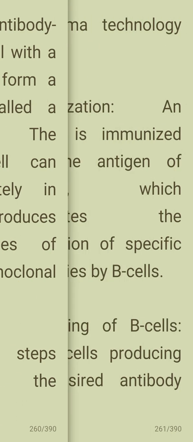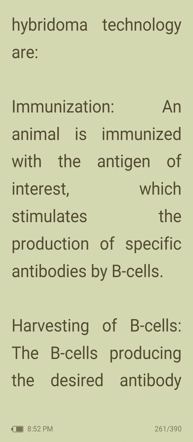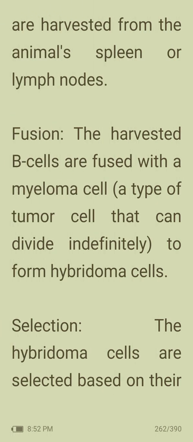The basic steps involved in the hybridoma technology are immunization. An animal is immunized with the antigen of interest, which stimulates the production of specific antibodies by B cells. Then harvesting the B cells. The B cells that produce the desired antibody are harvested from the animal's spleen or lymph nodes. Then fusion happens. The harvested B cells are fused with a myeloma cell, a type of tumor cell that can divide independently, to form hybridoma cells. Then later, there is a selection process.